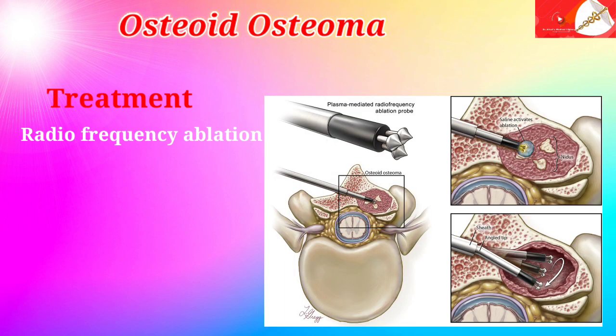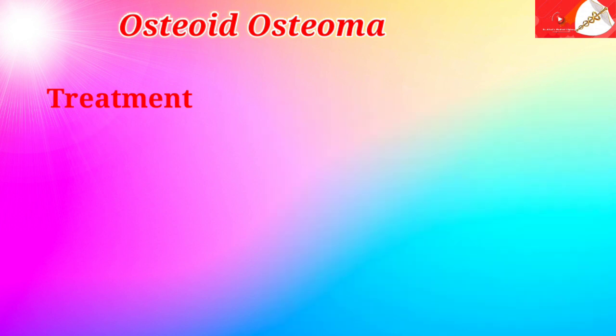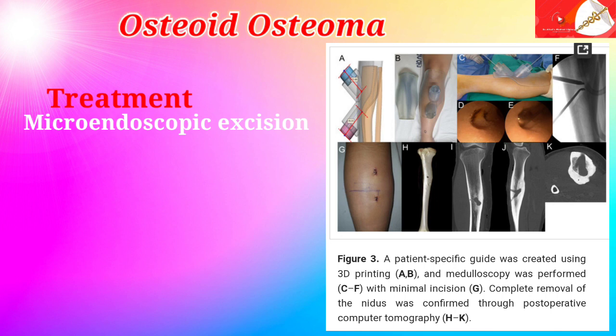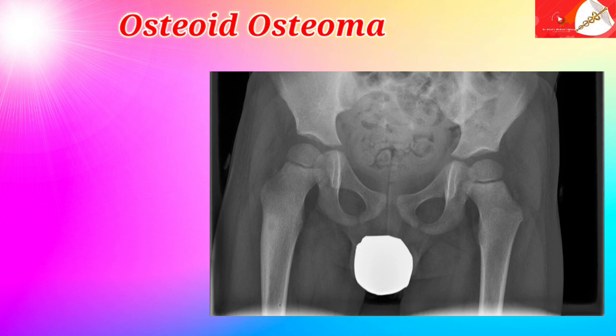Radiofrequency ablation (RFA) is a safe, quick, minimally invasive and extremely effective method of treatment. Another option is microendoscopic excision of osteoid osteoma. In this radiograph, you can see an ovoid lucency and tiny punctate internal calcifications with marked surrounding sclerosis and cortical thickening in the lateral aspect of the proximal femoral diaphysis.